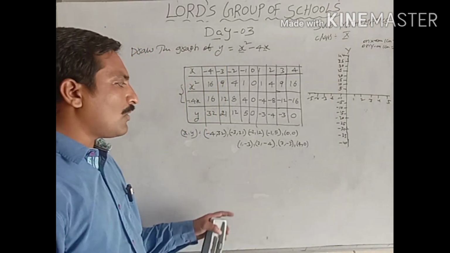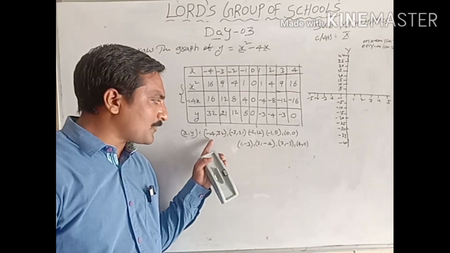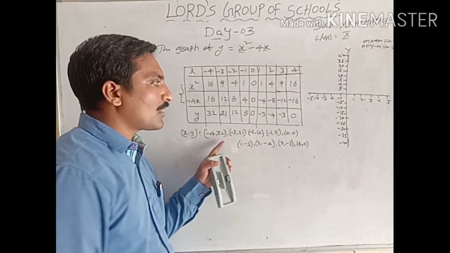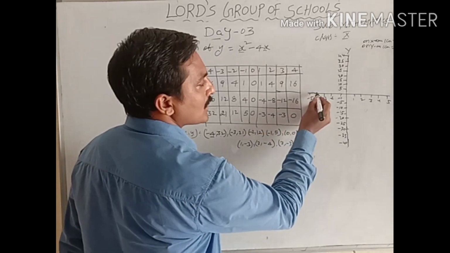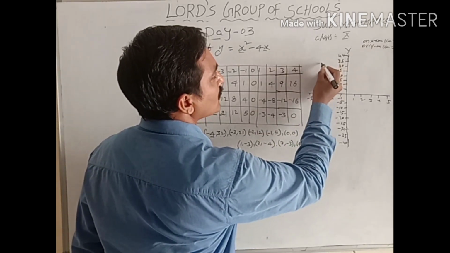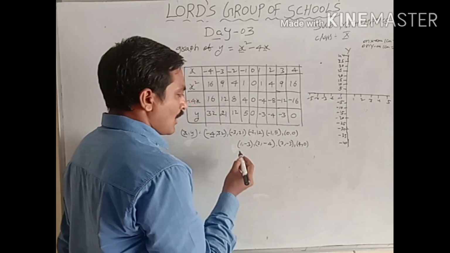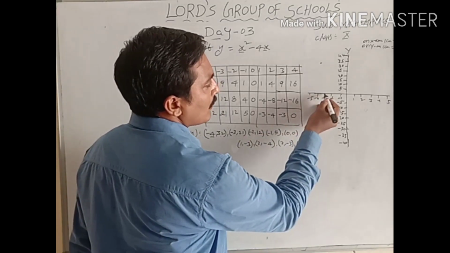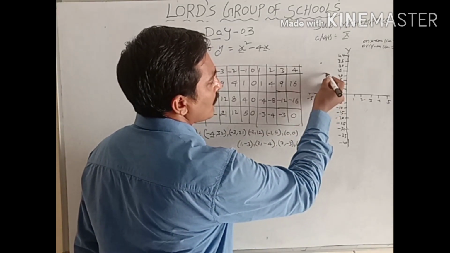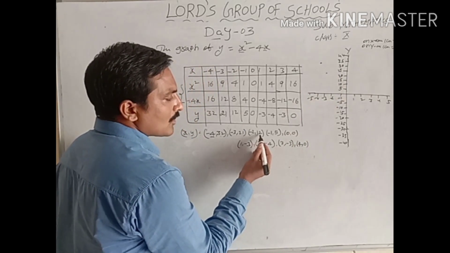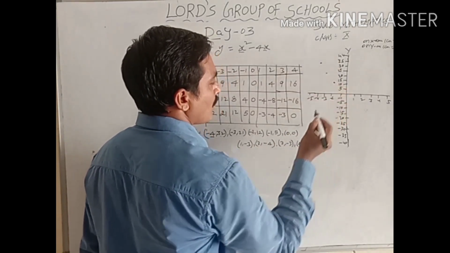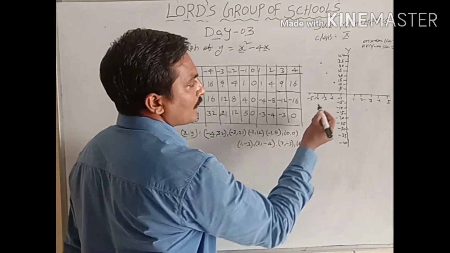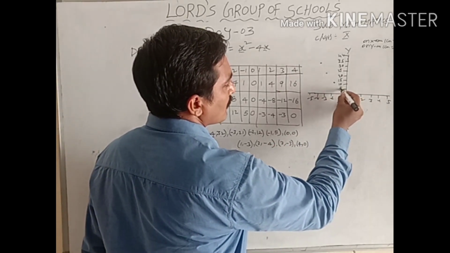Now, here the first point is minus 4 comma 32. Minus 4 is the x value, 32 is the y value. Minus 4, 32, between 30 and 35. Minus 3 comma 21. Minus 2 comma 12. Minus 1 comma 5.